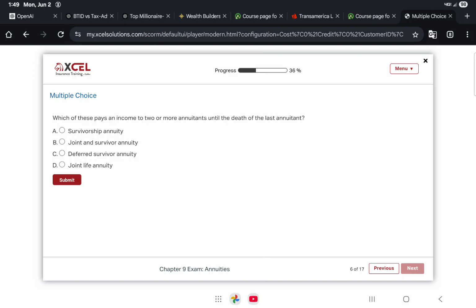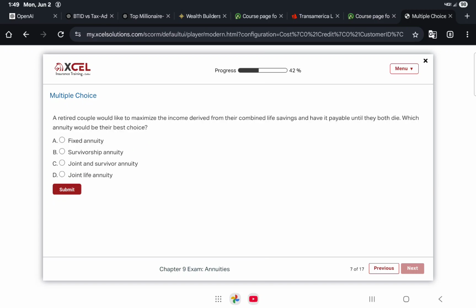Which of these pays an income to two or more annuitants until the death of the last annuitant? This is going to be the same as the life insurance when it comes to joint and survivor. So this would be joint and survivor annuity. A joint annuity would start paying out after the first person passes. But in this case, until the death of the last. So yeah, this is when the second person passes away. So it's going to be joint and survivor. All right. If it's just the first person, then it would be a joint.